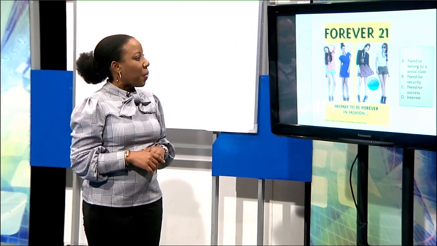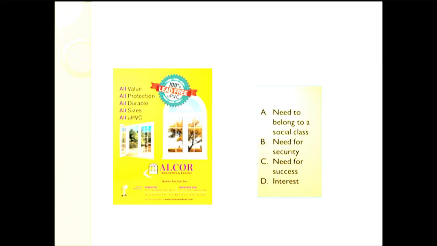All right. Let us look at another one. Alcor windows and doors. Which one do you think is the answer? Yes, this one is quite obvious, isn't it? B is the answer. Need for security, literally, because nobody can break through the Alcor windows and doors. And we are going to take a pause right here. School's not out. We'll be right back. Stay with us.